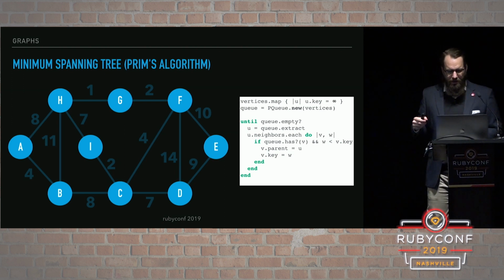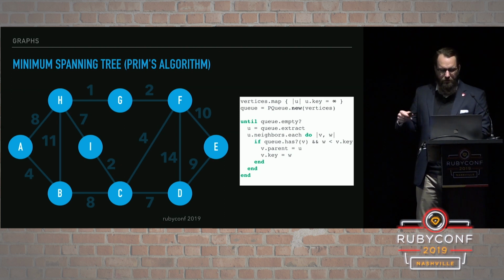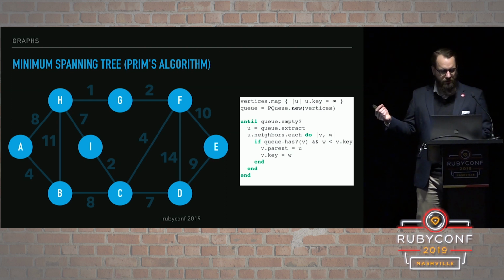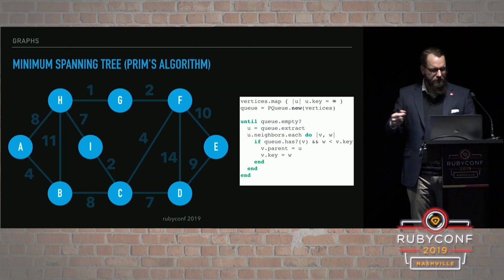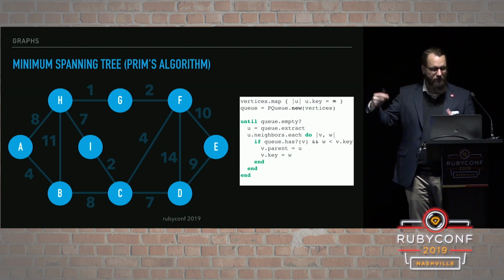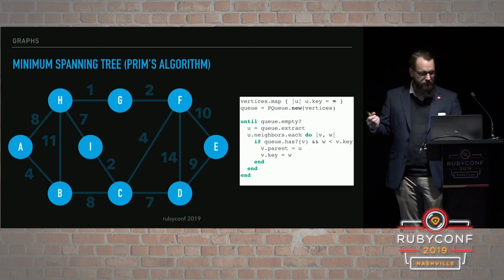So until the priority queue is empty, we're going to extract the topmost thing. And then we're going to see if the queue has the thing that we're attached to, of each of its neighbors, and if the weight of that is lower, then we're going to just update that other node. So let's go through that one by one.